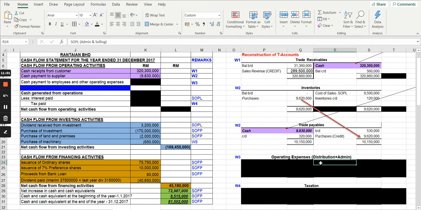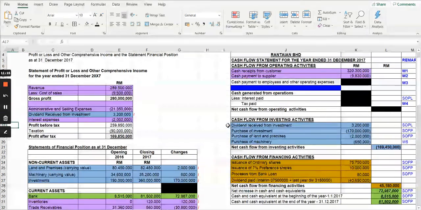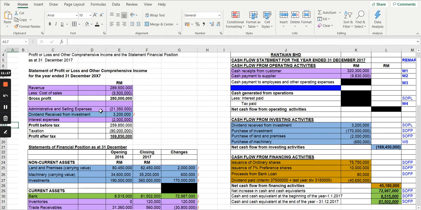And I need to go and find out what are the operating expenses incurred during the year. To find operating expenses incurred during the year, right, you can go to your statement of profit or loss. If you go to the statement of profit or loss, you are given the admin and selling expenses directly, which is 21,350, right? That one will be transferred to the credit side of your operating expenses.